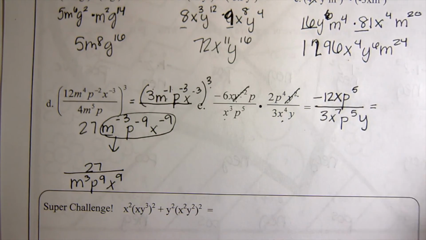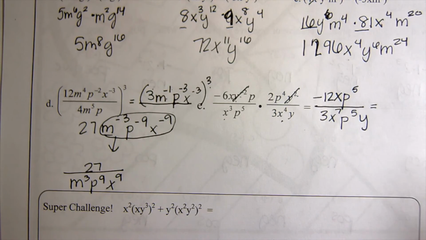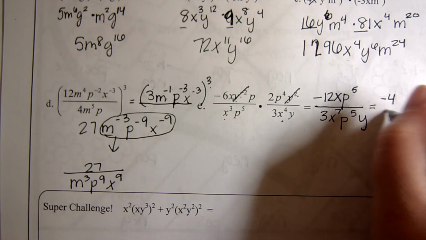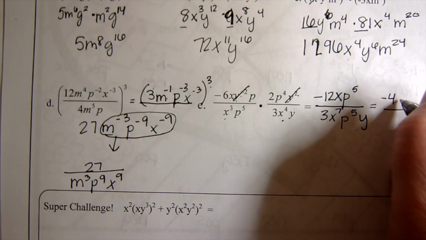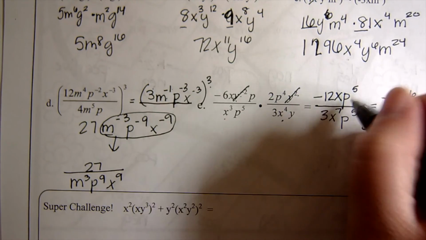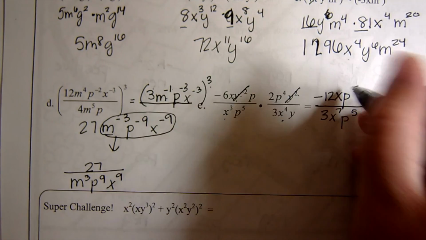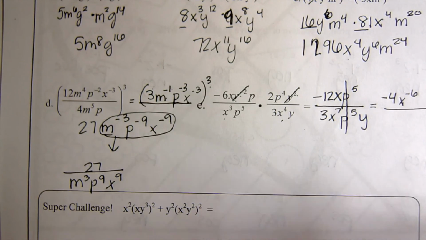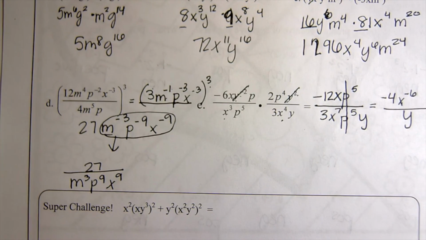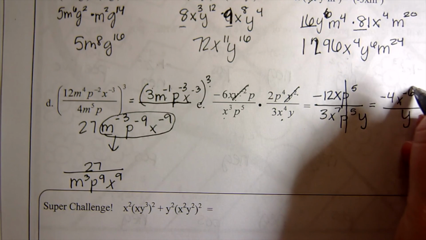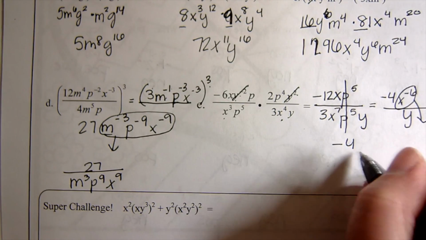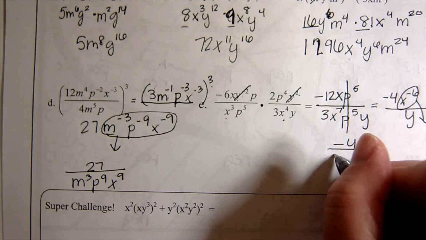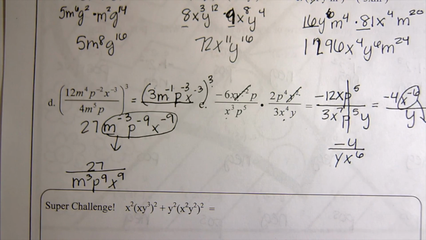So simplify, negative 12 over 3 is negative 4 over 1. X over x to the 7th is x to the negative 6. P to the 5th over p to the 5th, they cancel each other out to 1. And then I'm left with a y at the bottom. And then what's my last step? Negative exponent in the numerator: bring the negative exponent down to the bottom. So negative 4 over y x to the 6th.